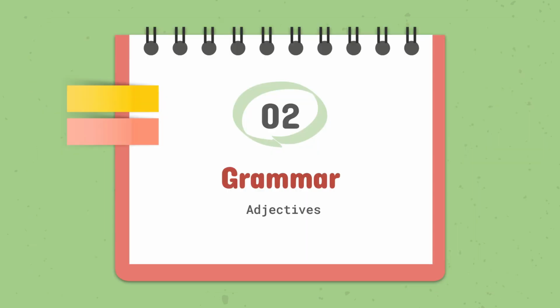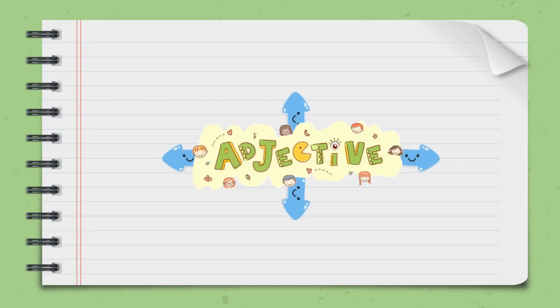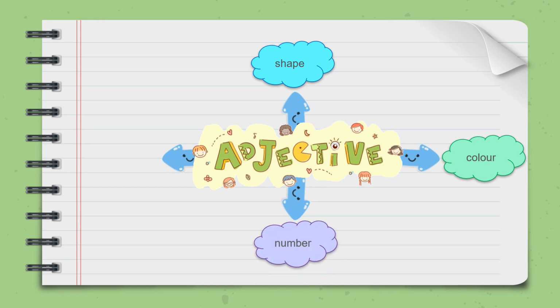Now, let's move on to the grammar of adjectives. Adjectives describe a noun. It tells you more about a thing or a person. It can be categorized into 4 categories, which are shape, color, number, and size.